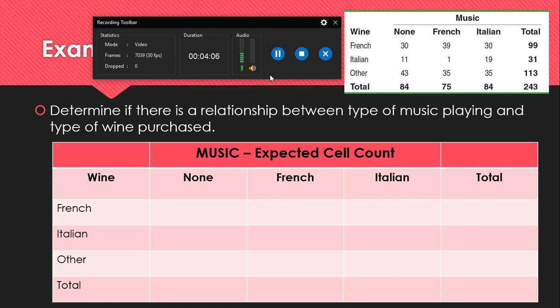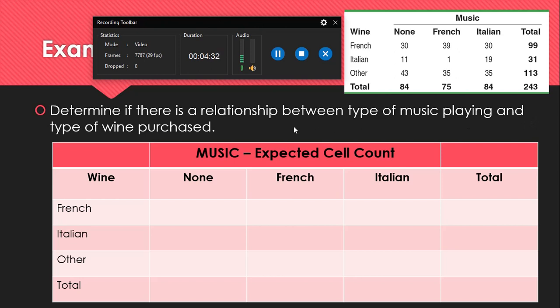So what we'll do is run a chi-square test to see if there is a relationship between the type of music playing and the type of wine purchased. We're going to go through and calculate all the expected cell counts. We'll walk you through the first one in none, and then the other answers will start to pop up more frequently. Just know you can pause the video at any time if you want to calculate these on your own and see if we match. And if I make a mistake, just shoot me an email.